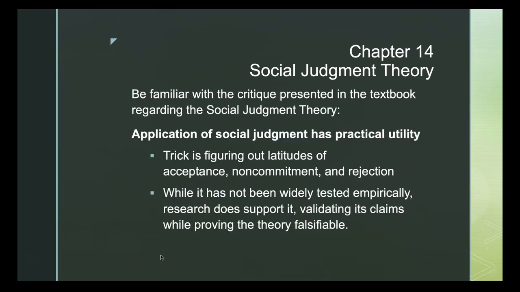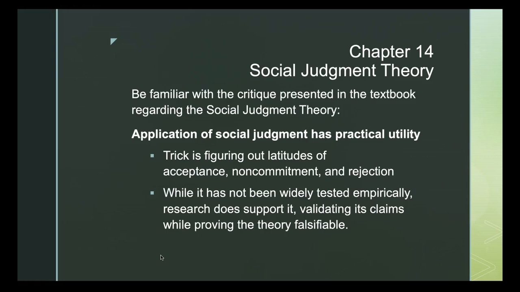Also be familiar with the critique, and this will be the same for chapter 16 as well. It's always good to have a good idea of what other people are saying about these theories. But for this one, application of social judgment, one of the advantages and positive things about it is it does have practical utility. The book mentions the trick is figuring out latitudes of acceptance, non-commitment, and rejection, actually determining how you feel about something. That can be the most challenging part, whether you accept, reject, or you're just non-committal.